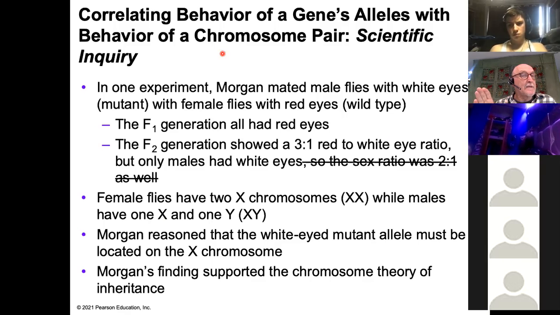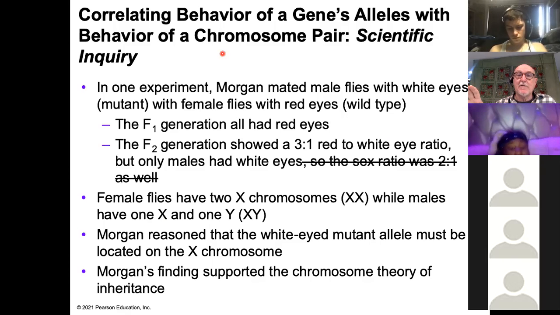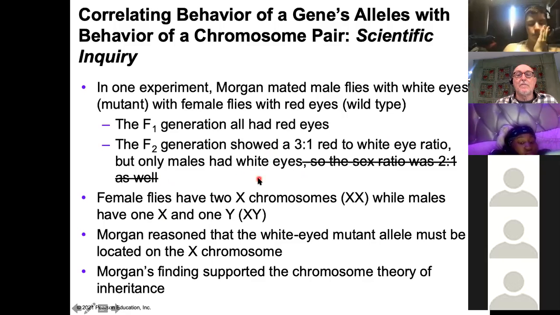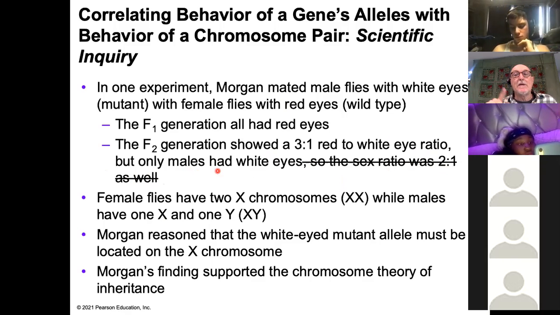It looks dominant, right? It looks like that's dominant because all the F1 generation had red eyes. Now he breeds the second generation. And please note on your notes, please put a line through that. Okay, that's wrong. Ignore that, end of that sentence. Because the F2 generation had a 3:1 red to white eye ratio, but only the one with the white eyes was male.